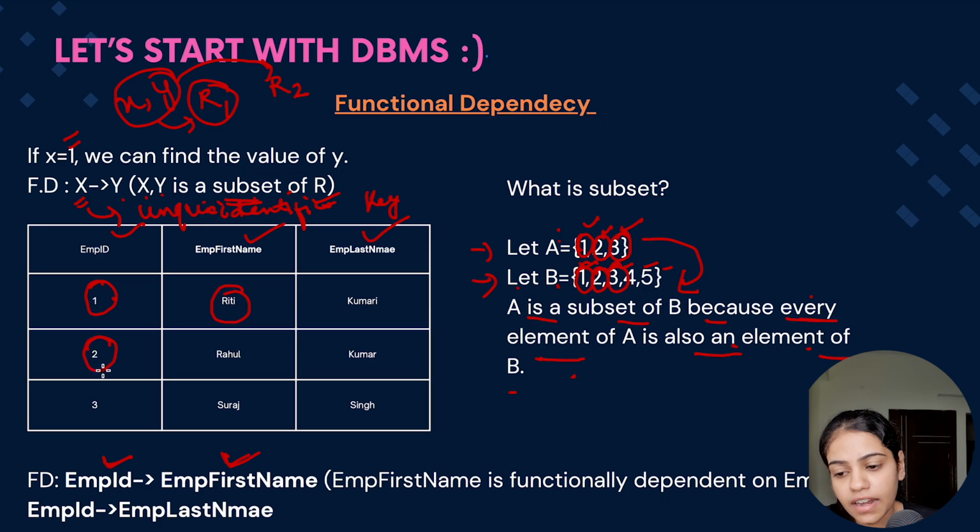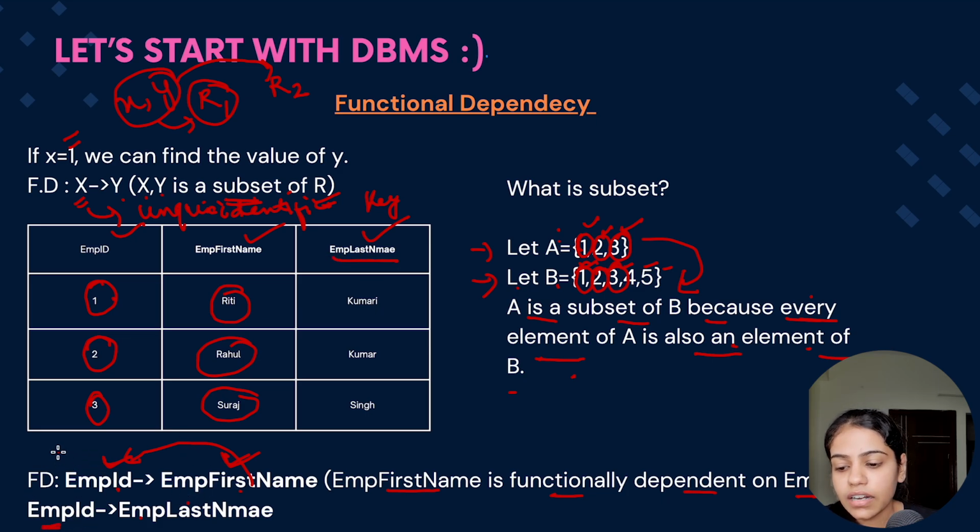So for this employee ID also, there is a 2 present in this particular column, so the value would be Rahul. For 3, there is a 3 present in this employee ID column, so we can say the value would be Suraj. So we can say that employee ID is determining employee first name, or employee first name is functionally dependent on employee ID. In the same way, employee last name is also functionally dependent on employee ID.